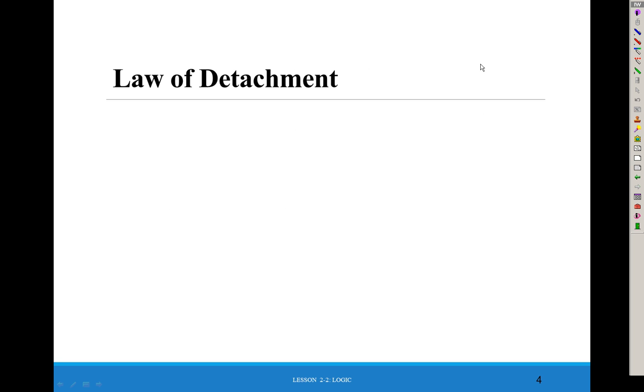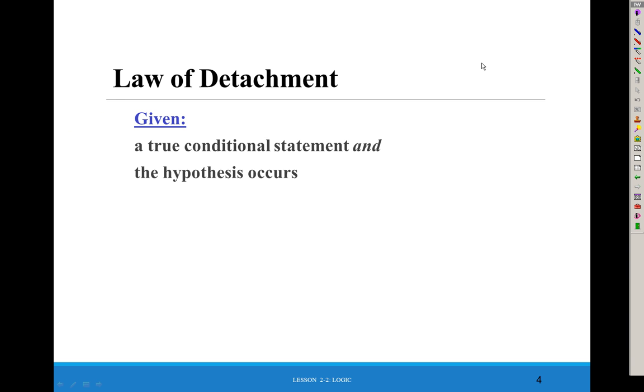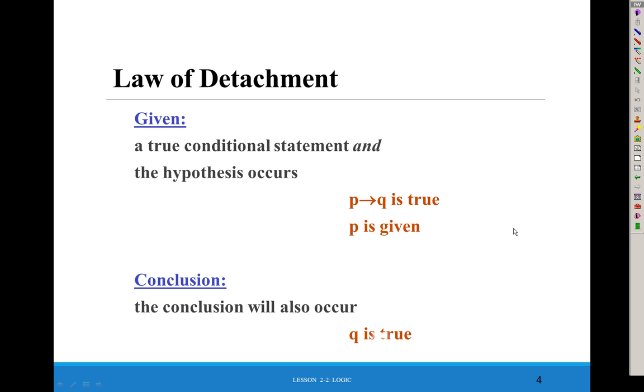Now let's talk about the law of detachment. The law of detachment involves a true conditional statement, and then a hypothesis occurs. So if P leads to Q, and that's true, and then P happens, well, since P leads to Q, if P happens, then Q happens. The conclusion has to occur. If P leads to Q and P happens, then Q happens. That's what the law of detachment says. If the first thing leads to the second thing, and the first thing happens, then the second thing happens.